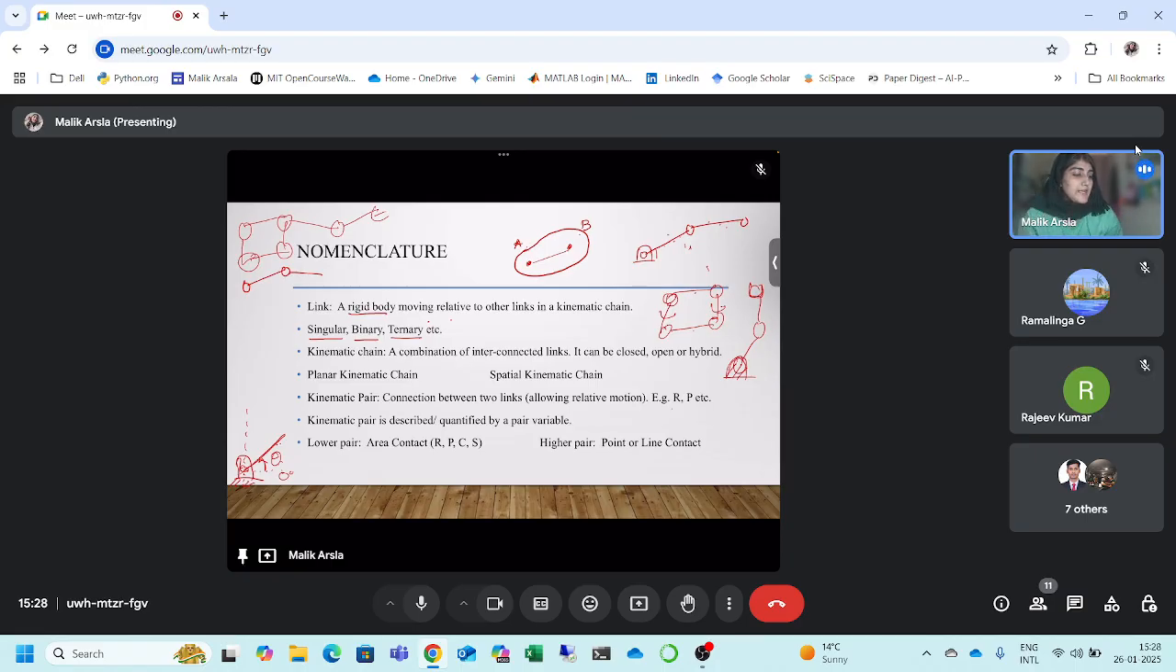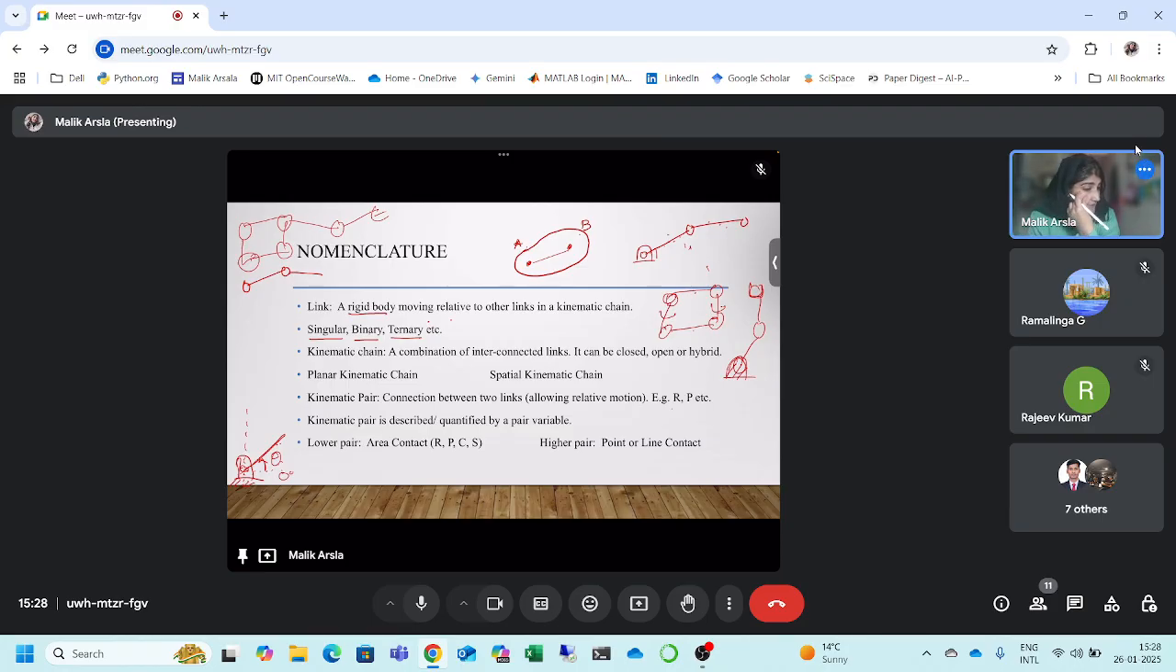Now kinematic pairs are classified as lower pair or higher pair. In lower pair, as you know, it is a connection. I am repeating again that a kinematic pair is a connection between two links. So if this connection has area contact between the two links, we call it a lower pair. And if there is point or line contact between the two links, we call it a higher pair.